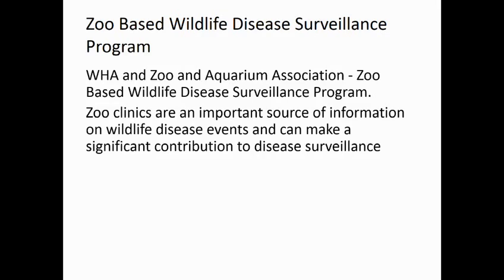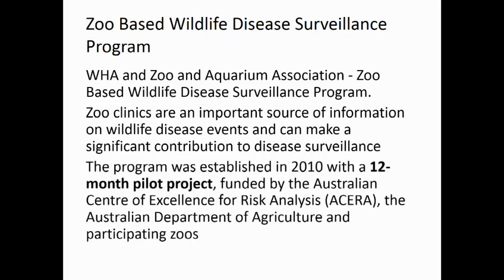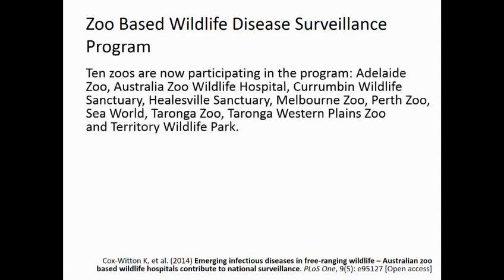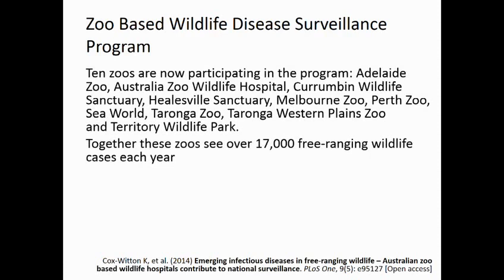So with zoo clinics, we tended to see quite a lot of animals that come through, wildlife cases, and they developed a 12-month project originally, and that was supported for participation by these zoos. And that's had a lot of zoos that have been involved in it, and it's been very successful. And a lot of these zoos actually see 17,000 free-ranging wildlife each year. So if there's any specific diseases that might be occurring, then it gives a great amount of information from these cases.